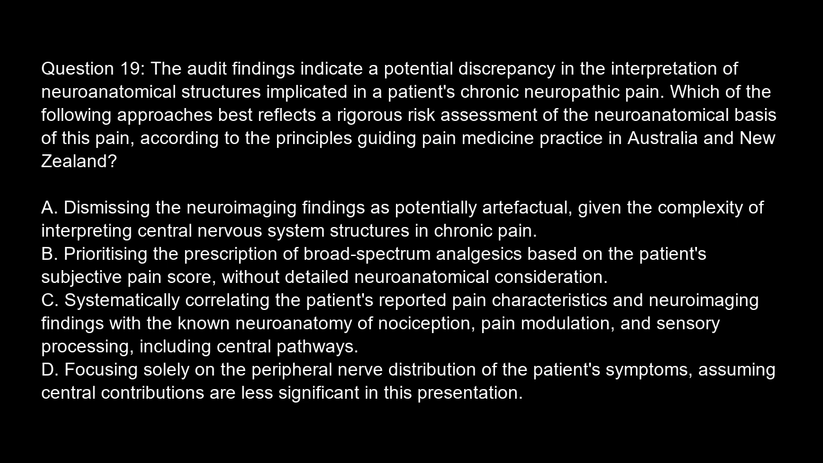Option A. Dismissing the neuroimaging findings as potentially artifactual, given the complexity of interpreting central nervous system structures in chronic pain. Option B. Prioritizing the prescription of broad-spectrum analgesics based on the patient's subjective pain score, without detailed neuroanatomical consideration. Option C. Systematically correlating the patient's reported pain characteristics and neuroimaging findings with the known neuroanatomy of nociception, pain modulation, and sensory processing, including central pathways. Option D. Focusing solely on the peripheral nerve distribution of the patient's symptoms, assuming central contributions are less significant in this presentation.